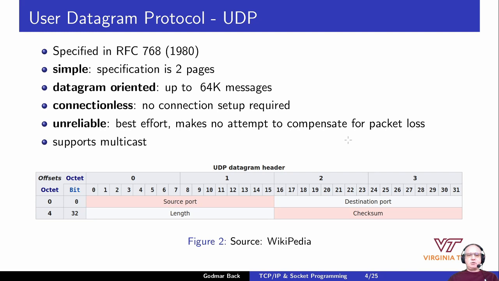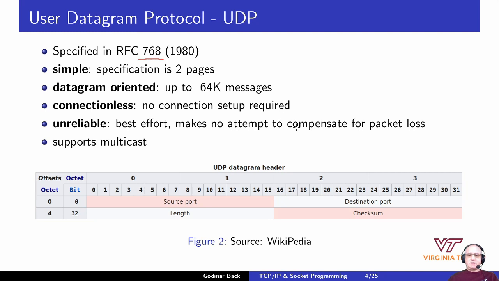UDP is the user datagram protocol. It was designed a long time ago in the 1980s. It is super simple. The specification fits on 2 pages. It is described in RFC 768, which is still valid today by and large. It is a datagram-oriented protocol. So in UDP, a sender can send a message called a datagram that can be up to 64 kilobytes large, and it is delivered as a whole at the receiver, but it may not be delivered because the protocol does not guarantee reliability. It just makes the best effort.